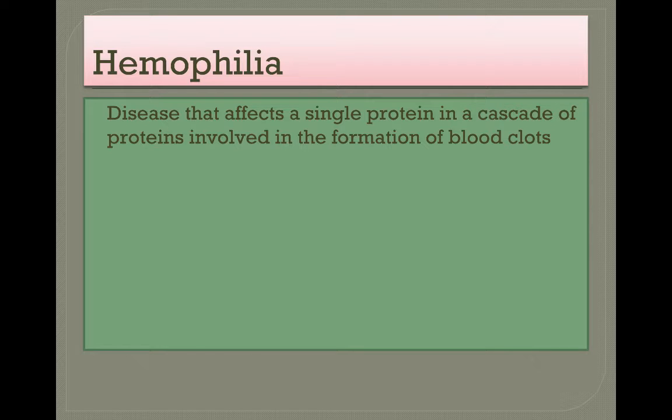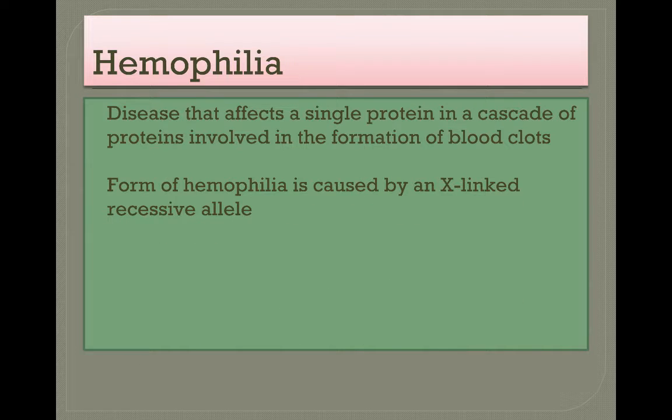Just a little bit about hemophilia, right? Hemophilia is a disease where you cannot clot your blood. It affects a protein in a long line of proteins that are involved in the formation of blood clots and platelets. Some forms of hemophilia are caused by that X-linked recessive allele.